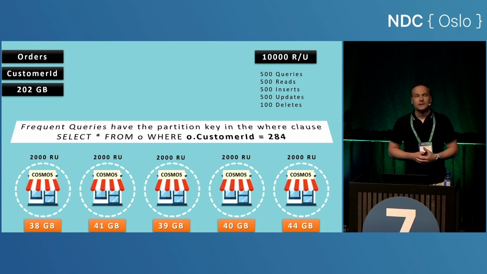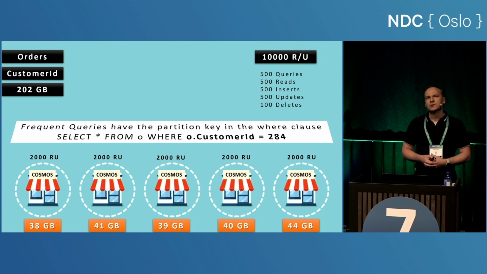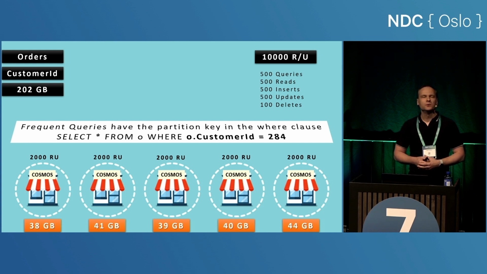Also, it looks like we did a good job balancing the storage, because the storage per server looks very similar to each other, and customer ID looks like a great partition key. And 10,000 request units per second is giving us 500 queries per second. So that's a pretty busy application.